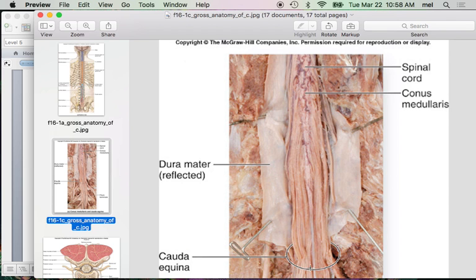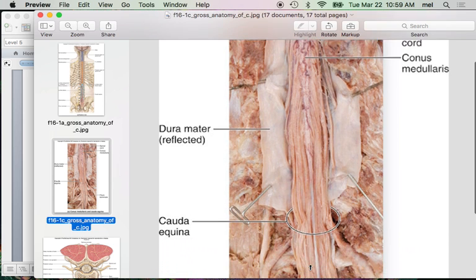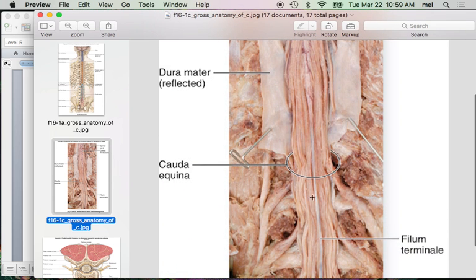That's actually connective tissue. That connective tissue is called the filum terminale, and the filum terminale goes all the way from the conus medullaris down and attaches the spinal cord to the coccyx. So it's stabilizing the spinal cord, but from the bottom of the conus medullaris all the way until it attaches to the coccyx, it's not nervous tissue, it's connective tissue. Okay, so that's called the filum terminale. Filum terminale means last hair.